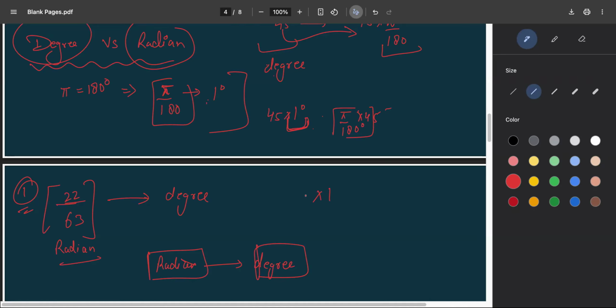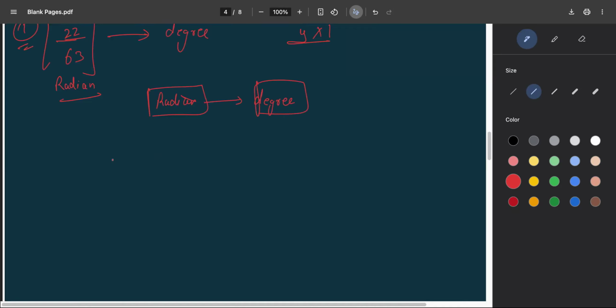Let's call this one a very simple example: if one pen costs 5 rupees, what will be the cost of 10 pens, right? That will be just 5 into 10. This is basically a unitary method. The same we are going to apply above also, right?